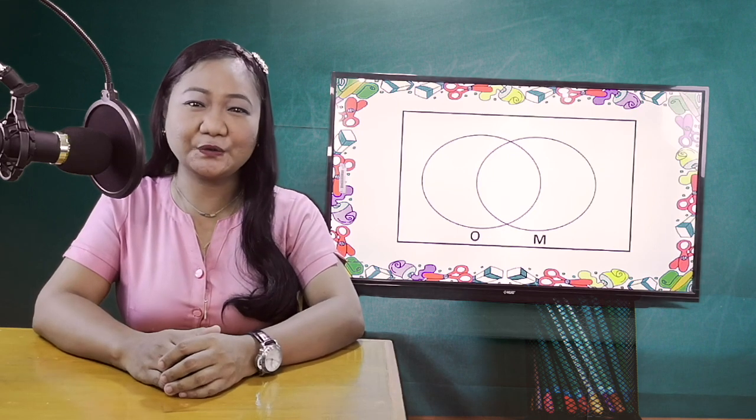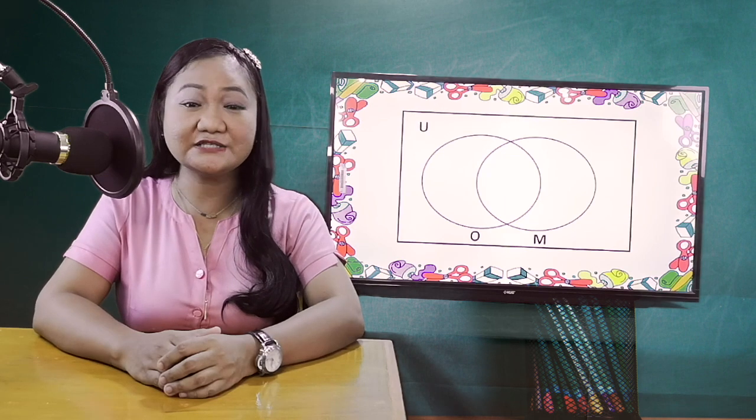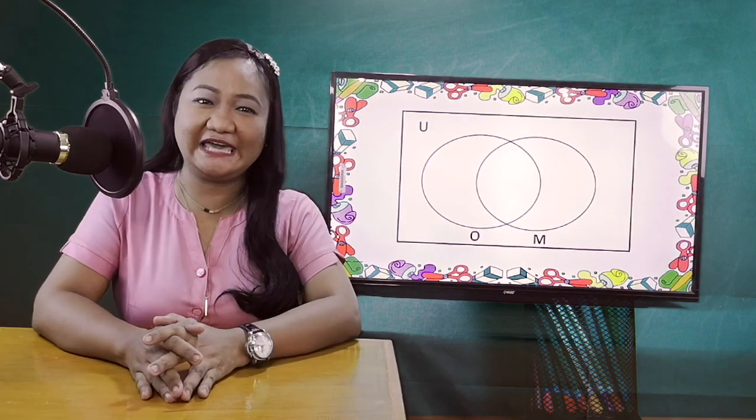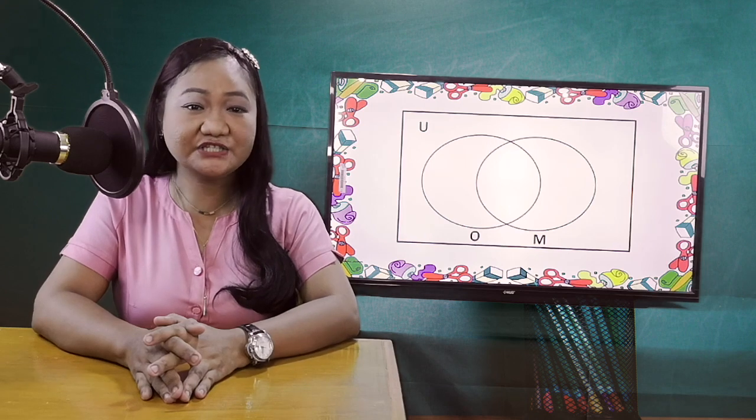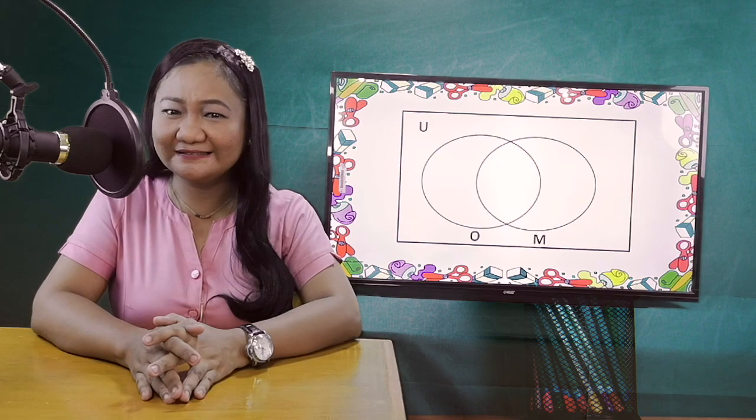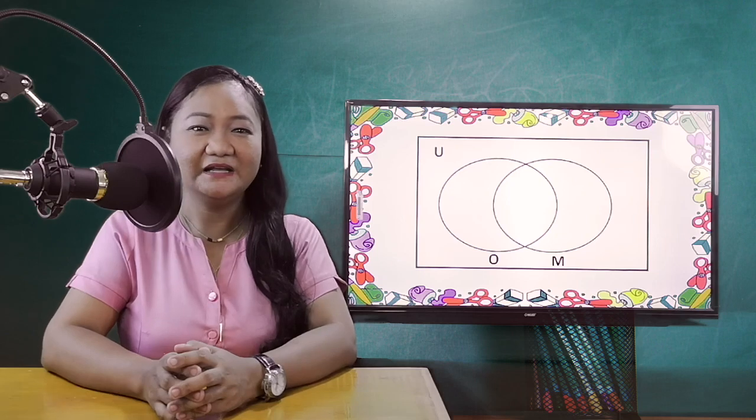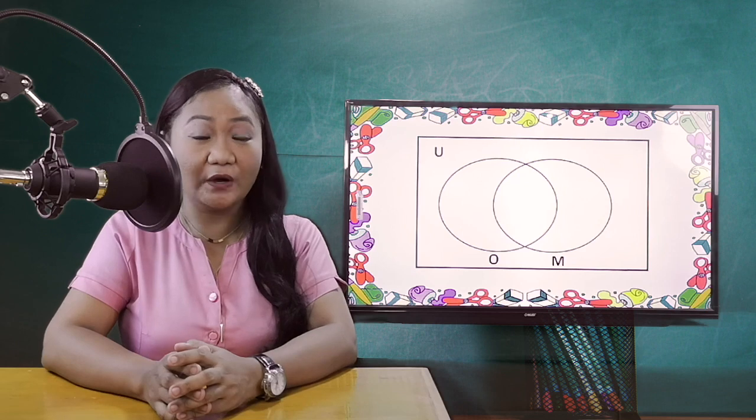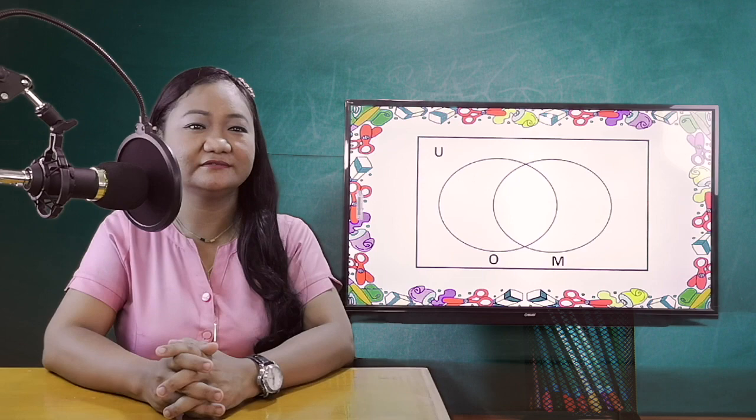On the upper left corner of your rectangle, write capital letter U, which stands for the universal set. Are you following? Okay, I hope you have drawn the Venn diagram correctly, just like what we have here. Did you get it right? Very good! Since you have already drawn your Venn diagram, let's fill it in with the correct given data. We will now apply what we have learned about the concepts of Venn diagram and set operation.